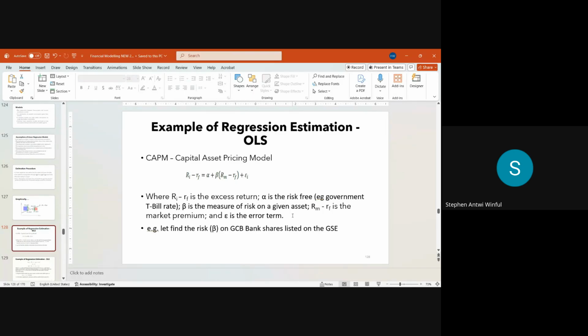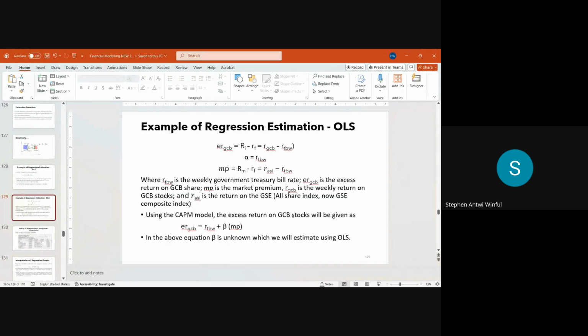And so you determine the return on the GCB Bank by essentially deducting the TB rate from the GCB return. That'll give you the excess return. So that gives you the variable on the left hand side of the equation. For the market return, essentially it is the ASI minus the risk free rate. That will give you the market premium. And then the alpha is the risk-free rate.